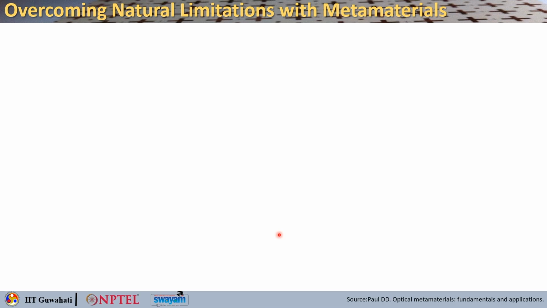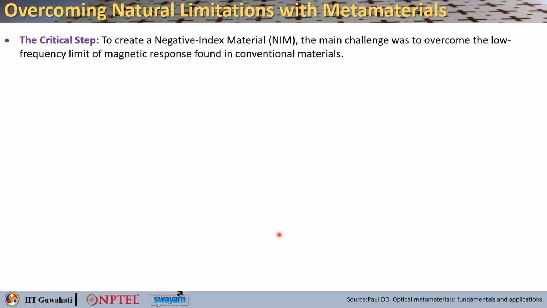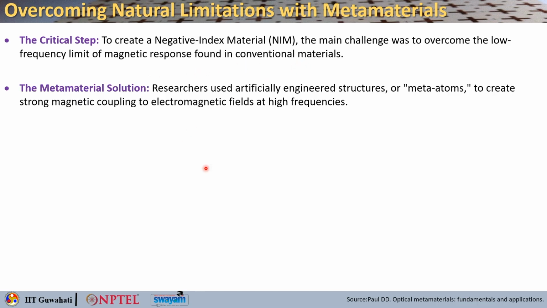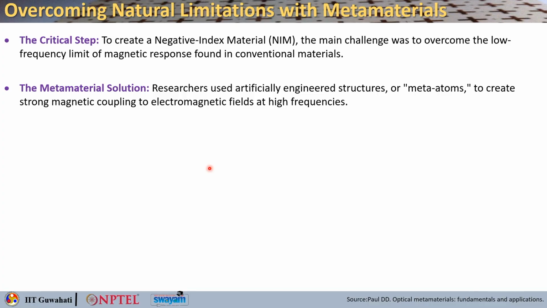So, what is the solution? The solution is to overcome this natural limitation with metamaterials. The critical step in creating a negative index material is to overcome the low-frequency limit of the magnetic response found in conventional materials. You have to see magnetism at high frequency, and only then will you be able to get negative permeability at high frequencies. That is where metamaterial solutions are important.